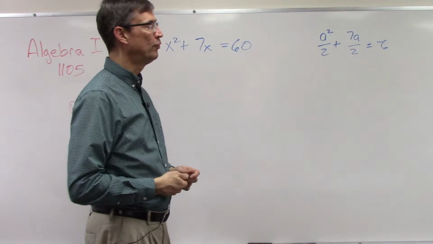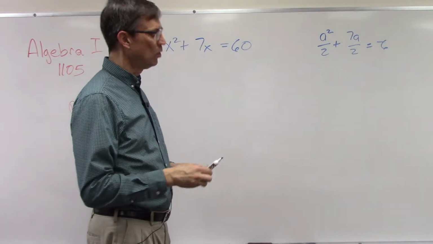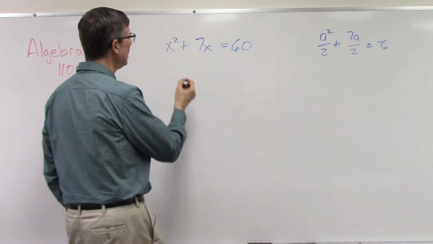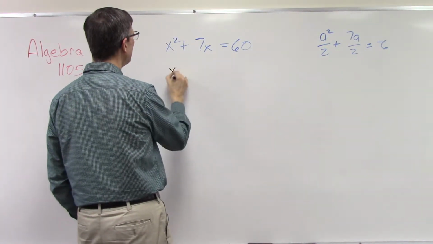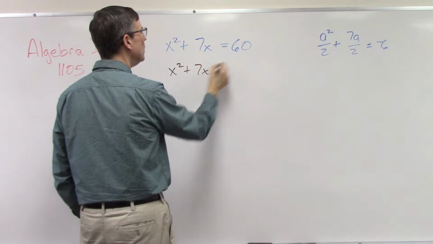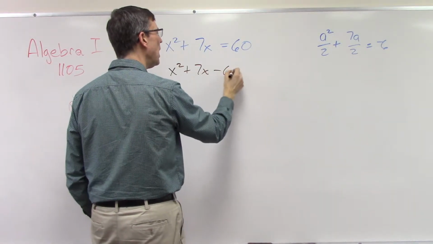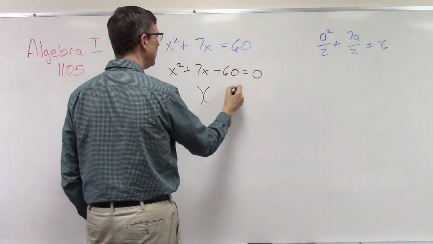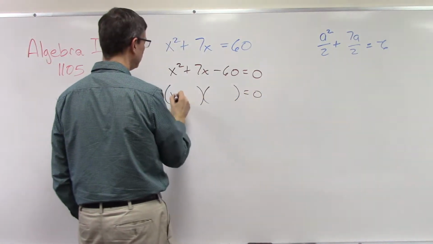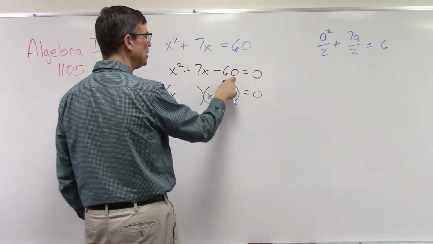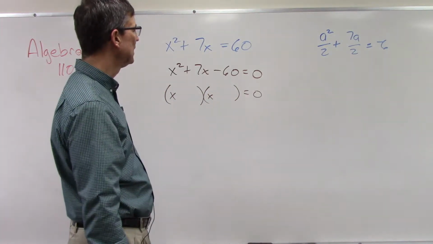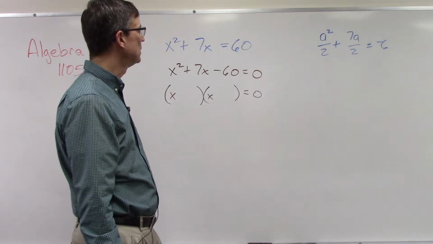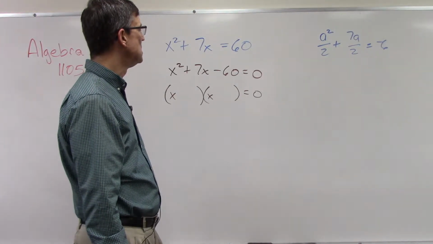I'm going to give you two different problems, and again, I'll only set them up for you and let you finish them on your own, okay? So here I'm going to bring the 60 to the left, equals 0, and then I need to find two numbers that multiplied together give me 60, and when I add them together, I get positive 7.